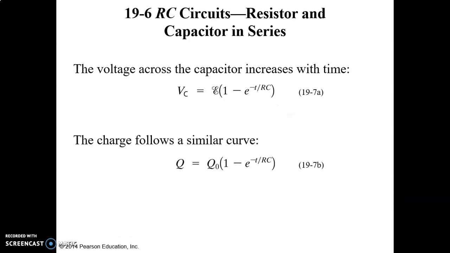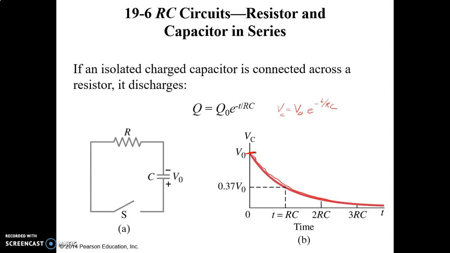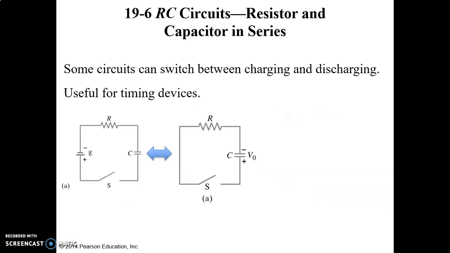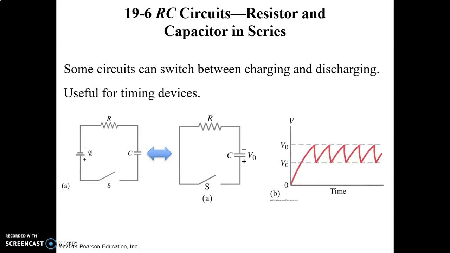Okay, so notice the difference. When you're charging, the function is going to be 1 minus e to the negative t over RC. When you're discharging, it's just e to the negative t over RC. So here's what's cool about this. If you could somehow switch from one way to another, having a voltage source to not having a voltage source, then you can alternate between charging a capacitor and discharging a capacitor. Charging, discharging. So you can get a graph that looks like this.